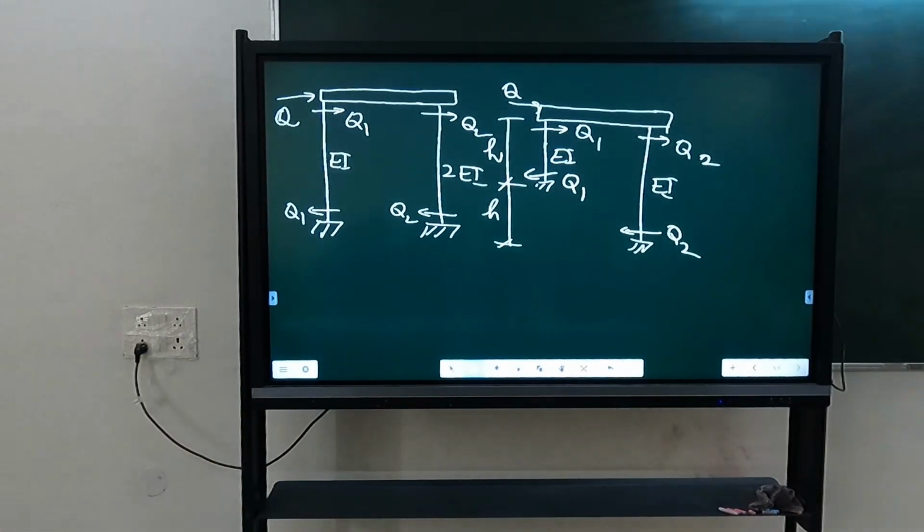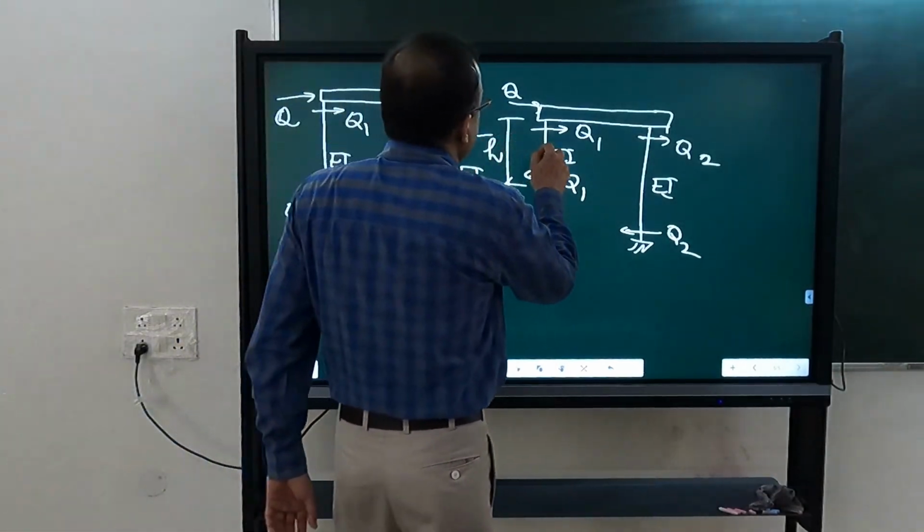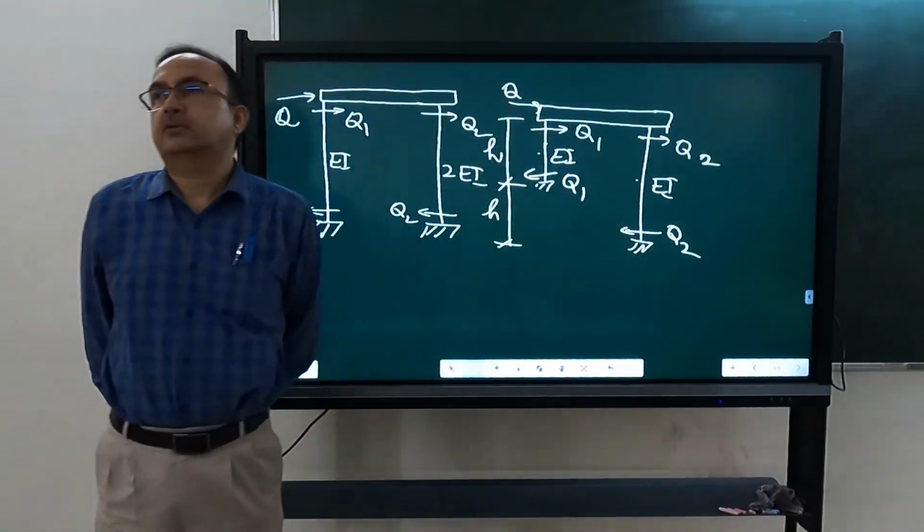What will be the ratio between Q1 and Q2? It will be the same, EI is the same. Q in terms of stiffness will be different because the stiffness depends on L cube. Okay, so this will take 8 times the force of this.